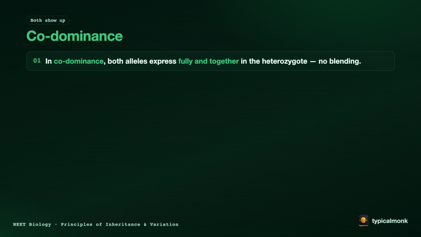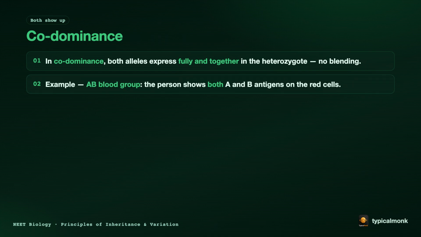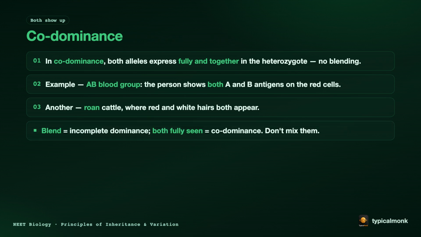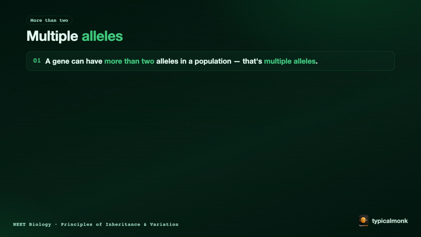Now, codominance. In codominance, both alleles express fully and together in the heterozygote, no blending. Example, the AB blood group. Such a person shows both A and B antigens on the red cells. Another, roan cattle, where both red and white hairs appear. A blend means incomplete dominance. Both fully shown means codominance. Do not mix them.